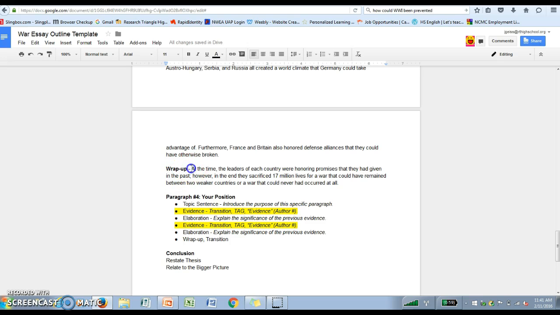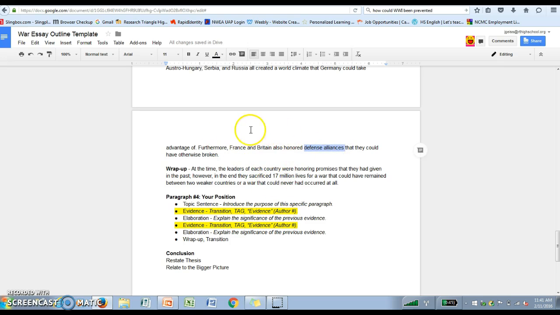So the wrap-up reads, at the time, the leaders of each country were honoring promises that they had given in the past. However, in the end, they sacrificed 17 million lives for a war that could have remained between 2 weaker countries, or a war that could have never occurred at all. So this wrap-up at first says, at the time, the leaders of each country were honoring promises that they had given in the past. So this references directly back to the previous sentence that discussed defense alliances, creating flow in the essay.